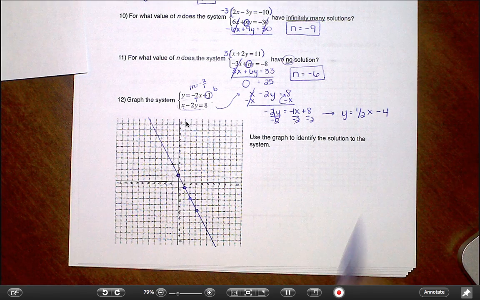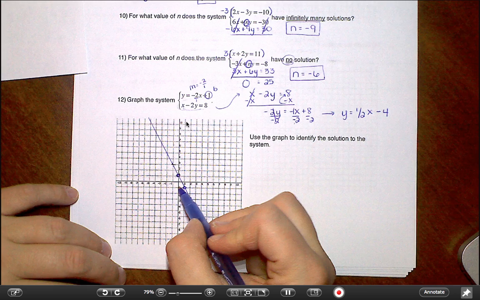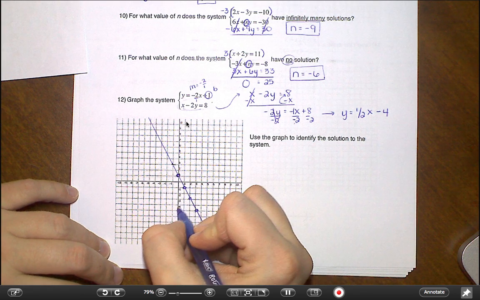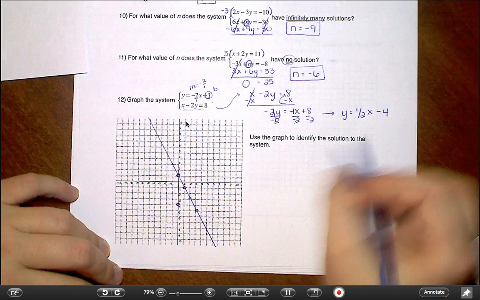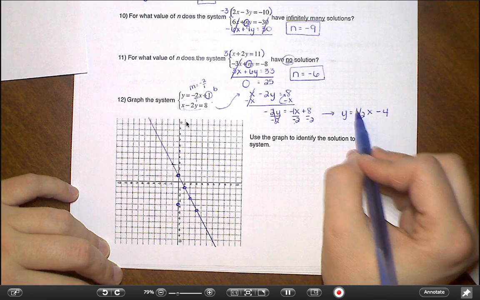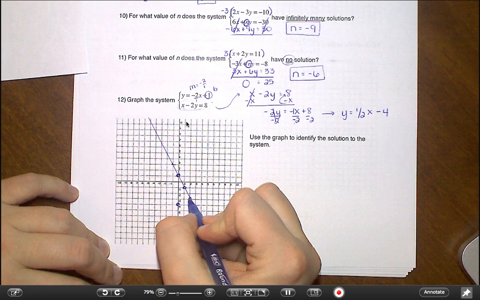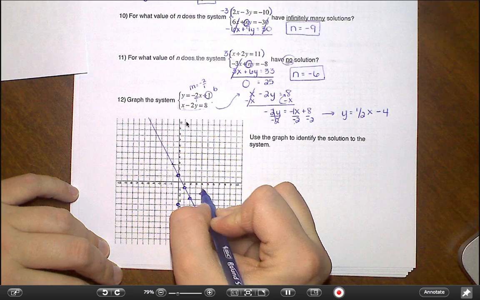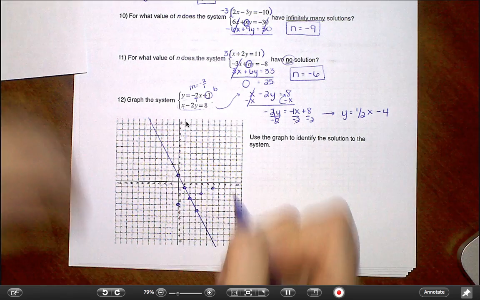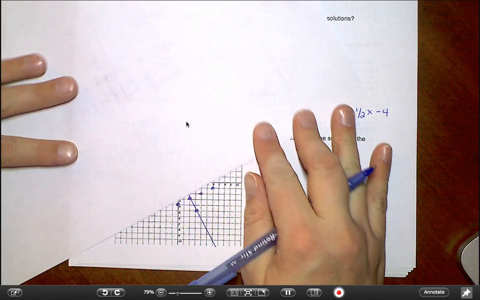Now I can graph that. So negative 4 would be 1, 2, 3, 4 down on the y. And then my slope is 1 over 2, that's rise over run, so up 1 and over 2, up 1 and over 2, up 1 and over 2. Draw my line.